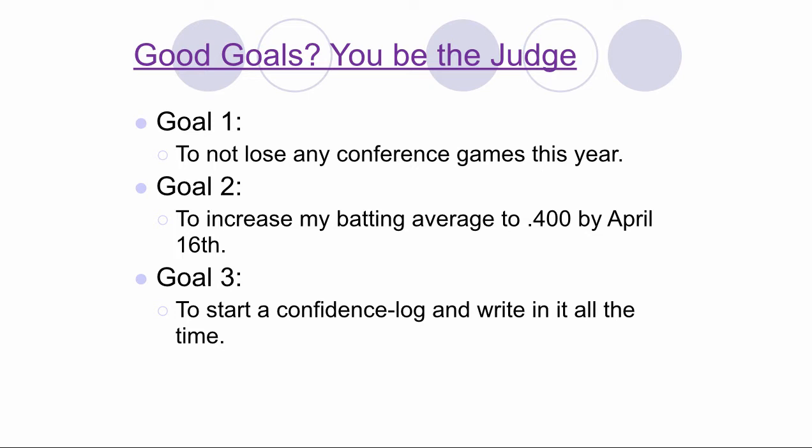Then we've got goal 3, to start a confidence log and write in it all the time. Well, that's not very specific either. It says all the time, but it'd be better if we said write in it 3 times a week or something like that. Also, there isn't really a time element. All the time doesn't really convey what the athlete would mean. Is it measurable? Again, not really. While we might say this is realistic and self-determined, it's really not a very good goal. It's not hitting on many elements of the SMART goals.